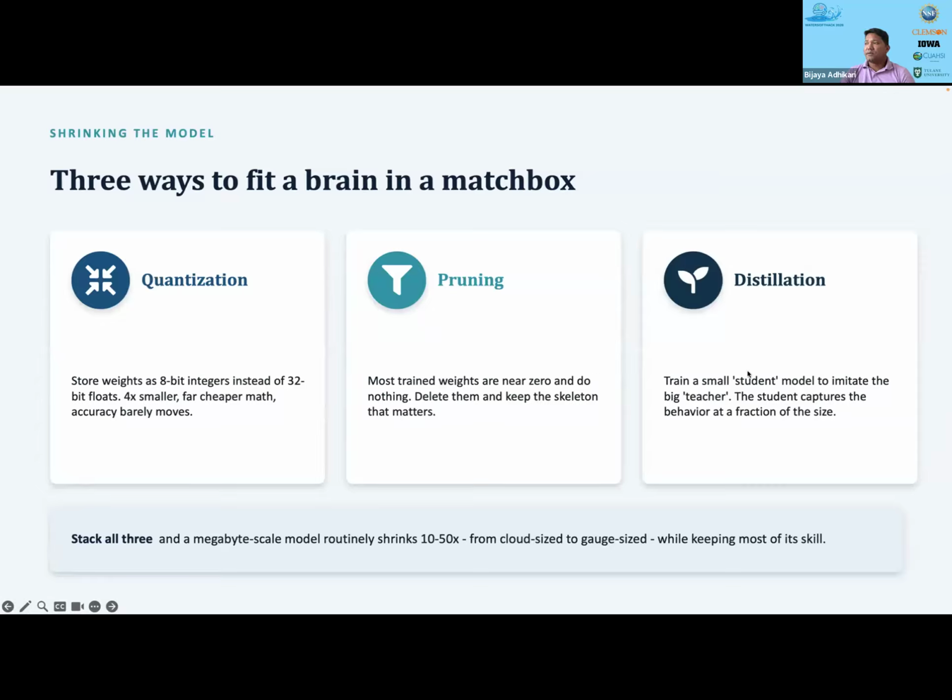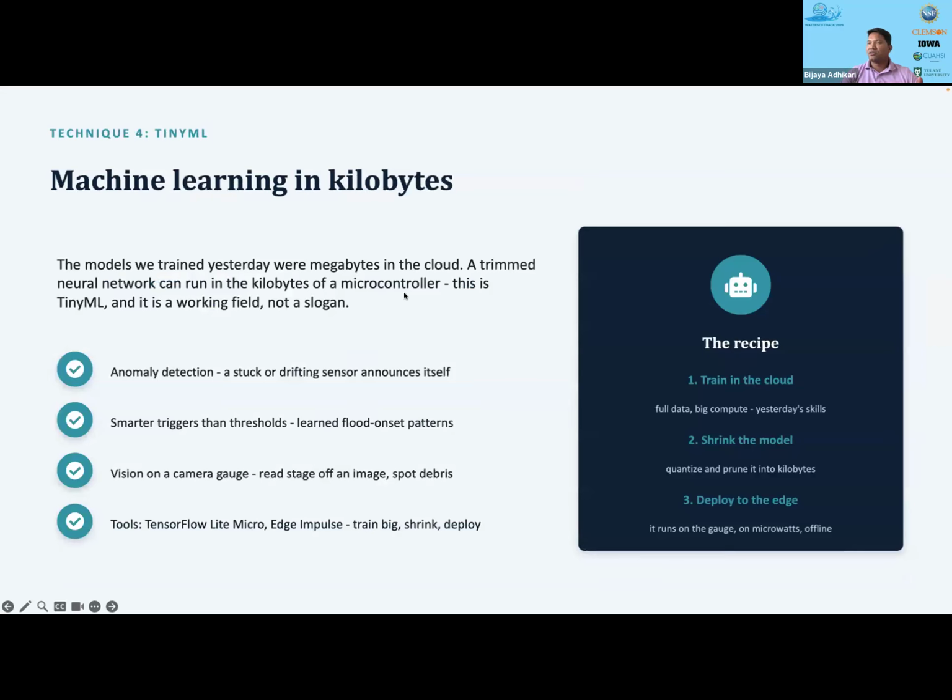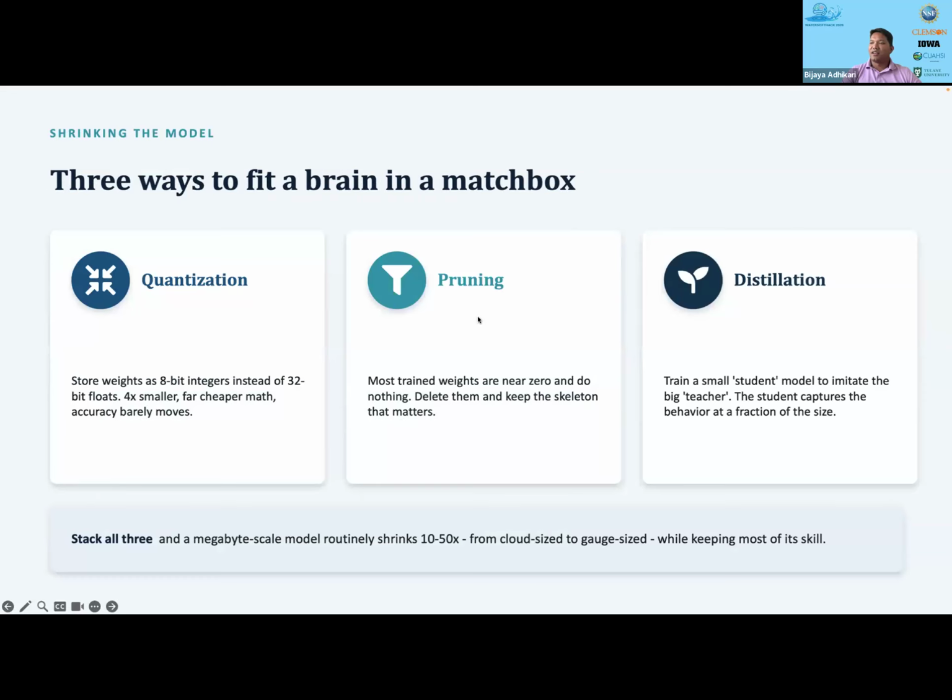We can also do knowledge distillation, right? You have a big model that's trained on the cloud, and then we train a smaller student model that tries to mimic the big model, right? We think of the big model as a teacher and the smaller model as a student, right? So in the end, we distill the knowledge that the teacher has, and transfer it from the teacher to the student, right? And we can stack all these three, and basically move a model that's cloud-sized to a gauge-sized one, while keeping most of the skill of the ML that we care about, right?